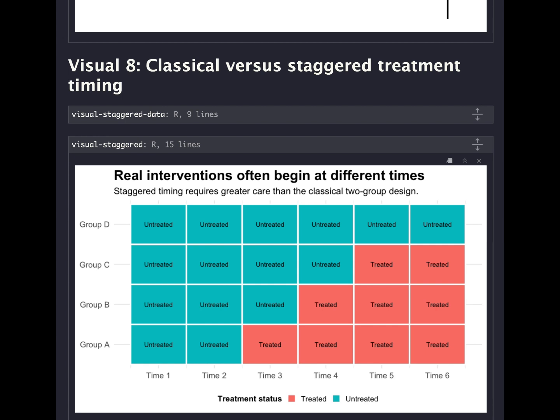In those settings, traditional two-way fixed effect regressions may make undesirable comparisons, including using already treated groups as controls for newly treated groups. That does not mean difference in differences is unusable. It means researchers need to use modern estimators designed for staggered treatment timing and heterogeneous effects. And we'll cover that in a later series. For now, remember this distinction. Difference in differences is the research design. Two-way fixed effects is only one possible estimation approach.